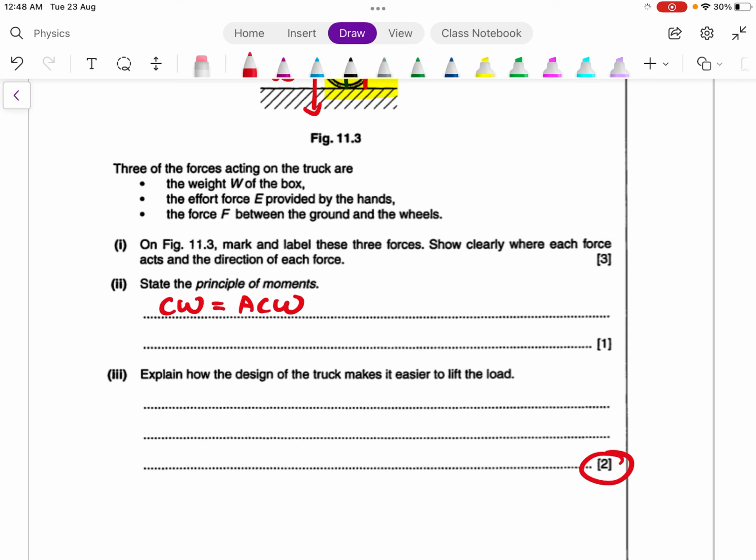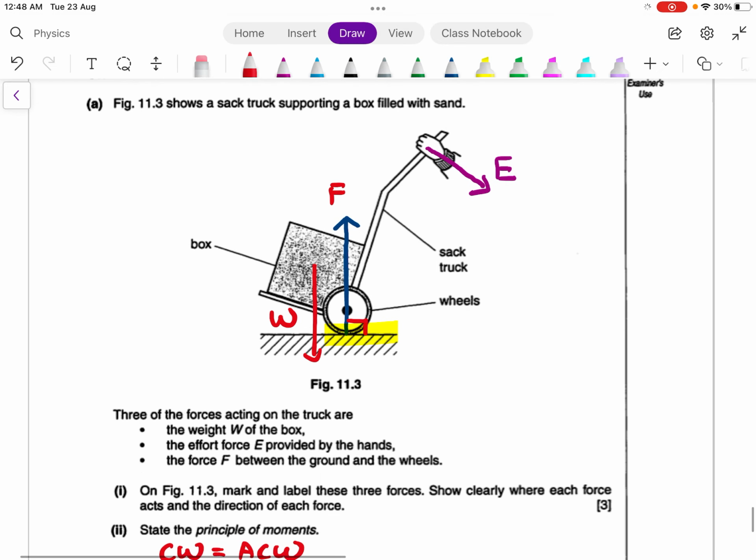Of course, let's see how do we answer that. Okay, if you look at this system, you notice that the effort E is rather far away from the pivot. This is what I call the pivot. So the pivot is actually at this particular point. Let's label it as P. So the effort E, right? So this is a perpendicular distance. So you can see that this effort E is going in the clockwise direction about the pivot. So the W is your anti-clockwise moment.